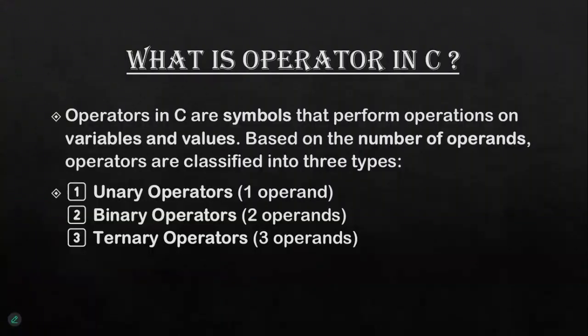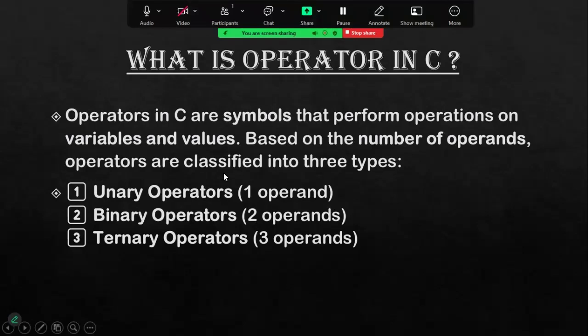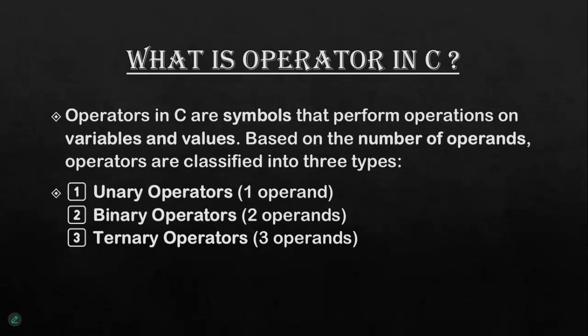Alright, so before we get into coding, let's understand what operators are. So what is an operator in C? In C, operators are symbols that perform operations on variables or values. In the previous video, we learned about variables. What is a variable? A variable is a container where we can store a value. So an operator is a symbol where we can work with variables and values. There are operations between variables and values. So this is a symbol.